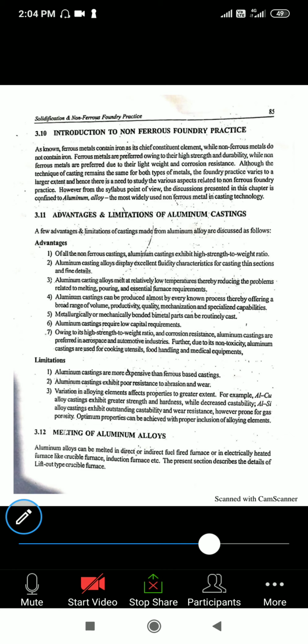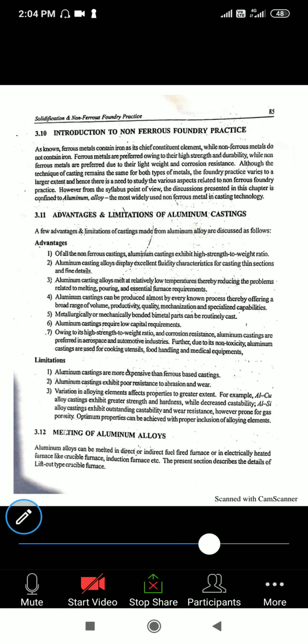Third, aluminium casting alloys melt at a relatively low temperature, thereby reducing the problems related to melting. Because its melting point is low, it can be melted at a lower temperature. It doesn't require a high-temperature furnace. The furnace, pouring cups, crucibles and the melting-related problems are reduced. No such problems come up compared to ferrous metals.